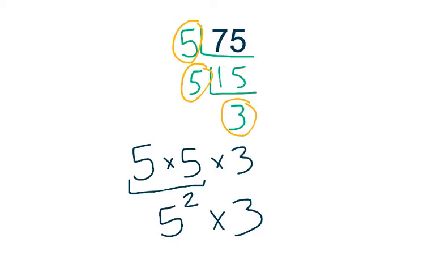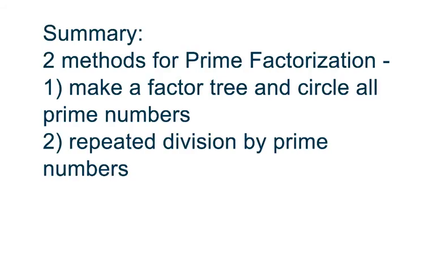So we have two strategies that we can use here. We could first make a factor tree and then circle all those prime numbers. Remember, factor trees are ones that will end up looking like this. Or we can do repeated division, making sure that we're constantly just dividing by prime numbers.